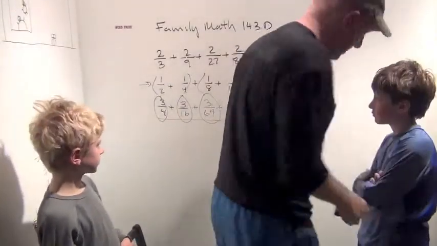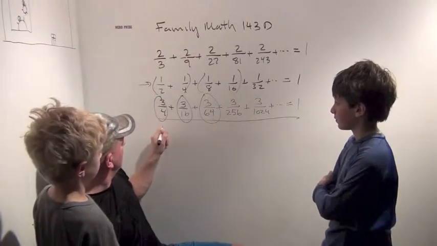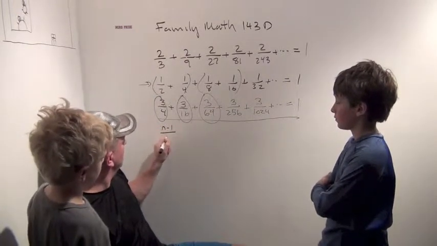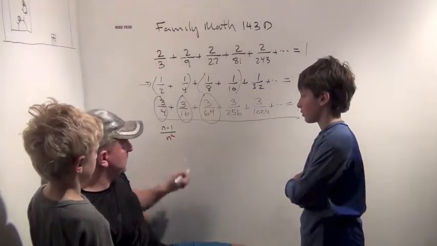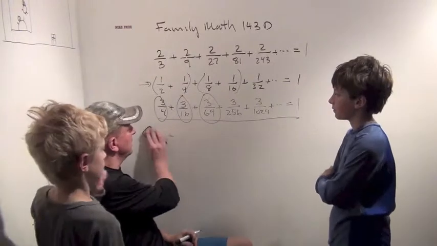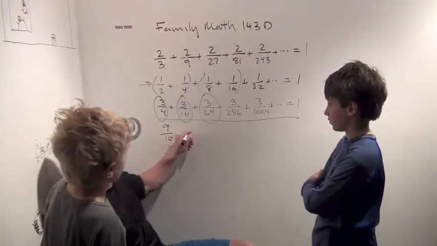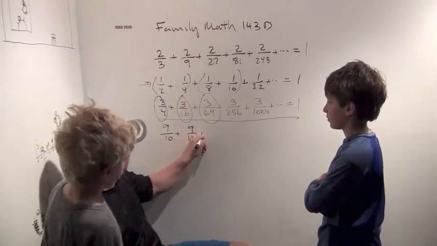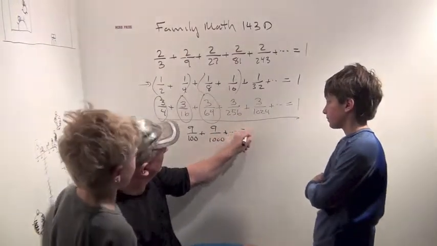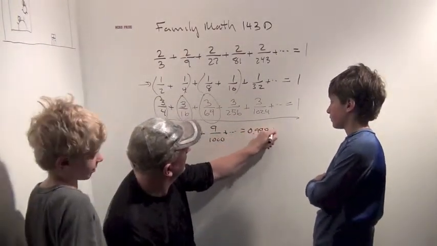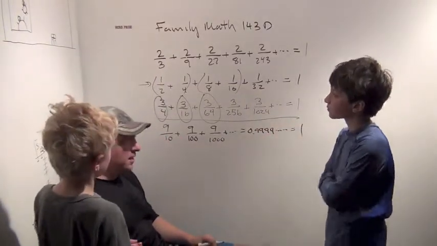Okay, so now you had a different thing you noticed. You said you could make n minus 1 over powers of n, like n to the k, for any k. So, for example, you guys also know that 9/10 plus 9/100 plus 9/1,000ths is 0.9999 repeating, which would equal 1. You know that, right?